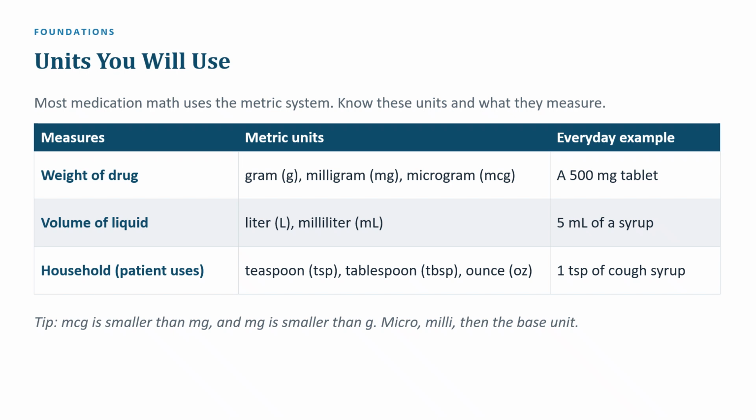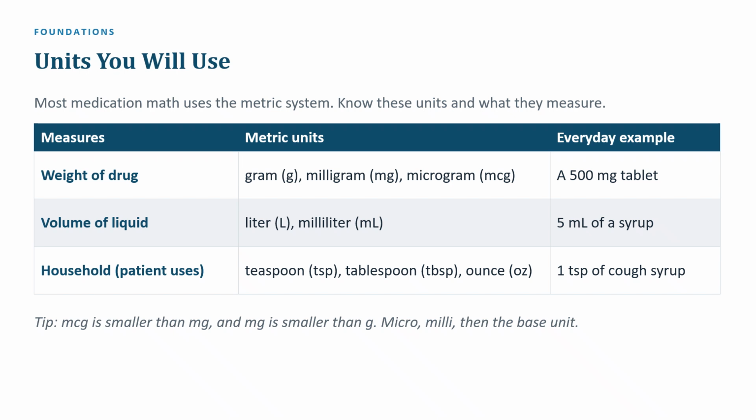The second row is the volume of a liquid, meaning how much fluid you are measuring. The metric units are the liter and the milliliter, abbreviated capital L and lowercase ml, and milliliters are what you will use constantly for oral liquids, such as 5 mLs of a syrup. The third row is the household system, which patients use at home, including teaspoons, tablespoons, and ounces. You need to know these because a patient may think in teaspoons while the medication is measured in milliliters, and part of your job is translating safely between them.